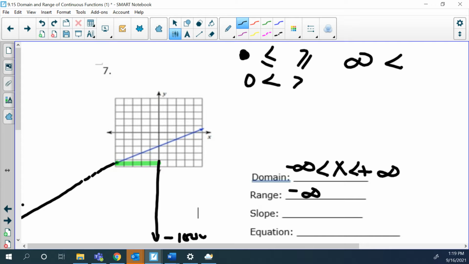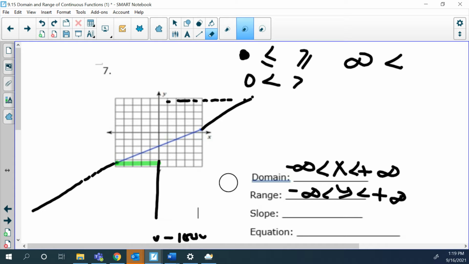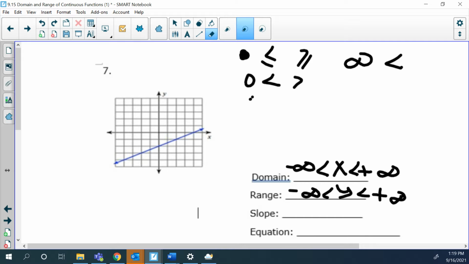And same thing on the other side, right? The graph keeps on going up, and so the y value is going to be positive infinity. And again, we use less than and less than with both infinities and put a y in the middle. So whenever you see a graph in the future with both arrows at the end, you know your domain and range is negative infinity to positive infinity. We're gonna skip the slope on the equation for this one. Let's see what's next.